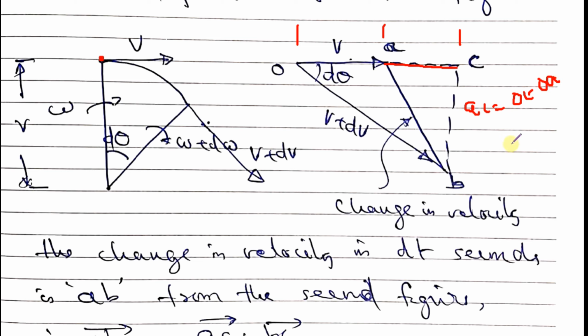OC minus OA, isn't it? AC is equal to OC minus OA. So OC is the cos component of V plus dV, because this is a right angle, this is 90 degrees, it's a right angle triangle. Therefore, OC is the cos component of V plus dV.